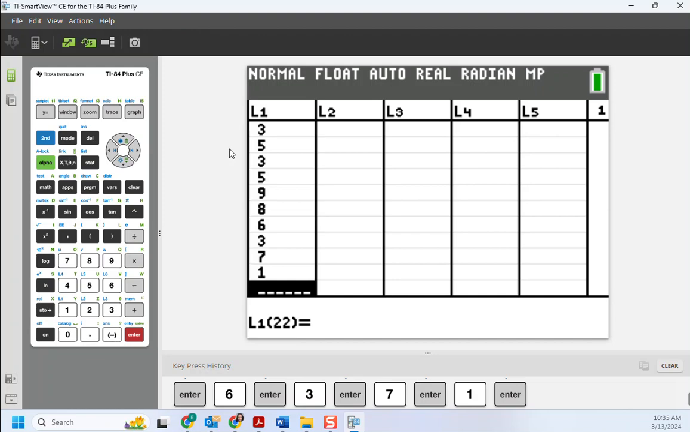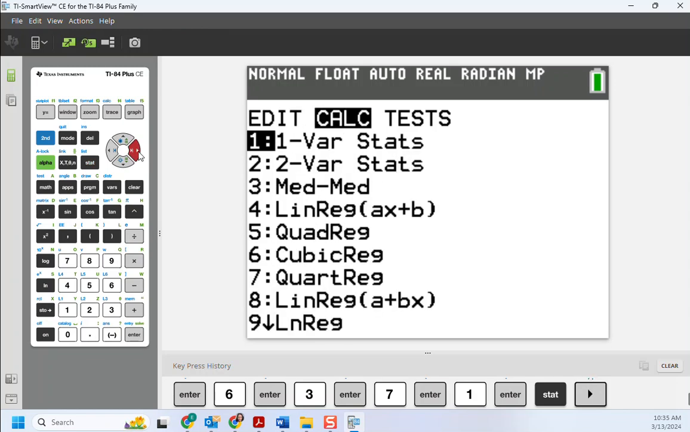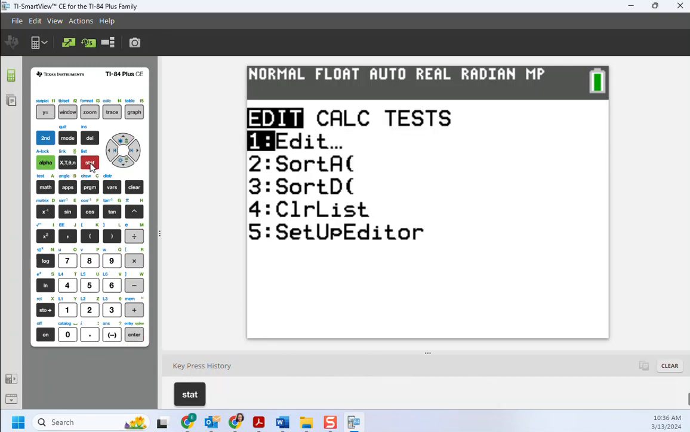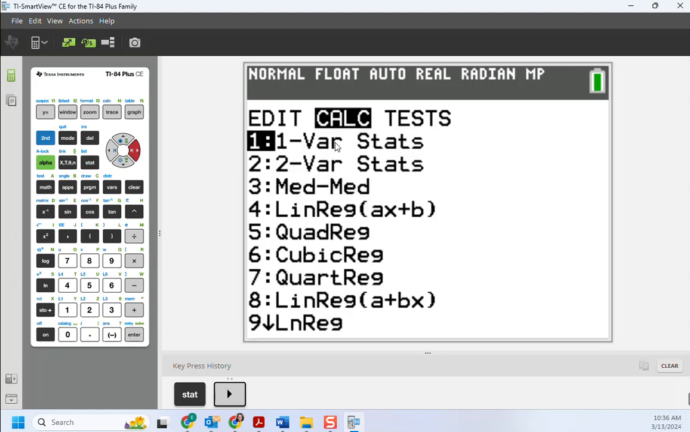We did that. We don't have a frequency count column yet, so we're not going to worry about that. And then we're going to do stat, calculate, 1 variable statistics. So stat, you're going to go right to calculate and choose 1 variable statistics. Does anybody need to see that again? Raise your hand if you want to see that again. Okay. Stat is 2 over from the green button, so press stat. Calculate is next to edit, so you need to go right 1 to see calculate. And then 1 variable statistic is the first choice, so you press enter.